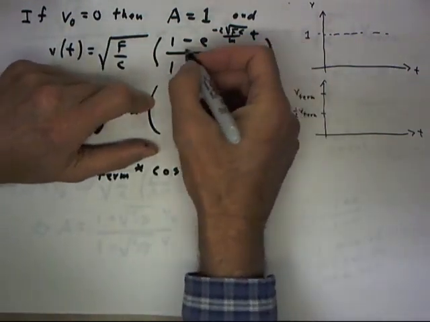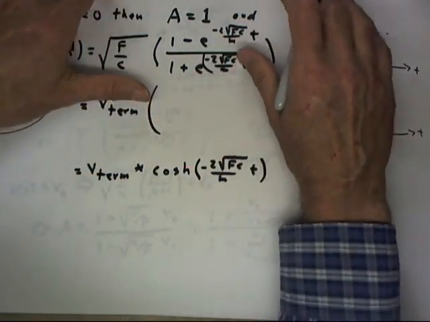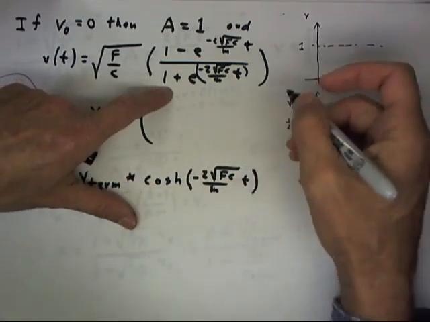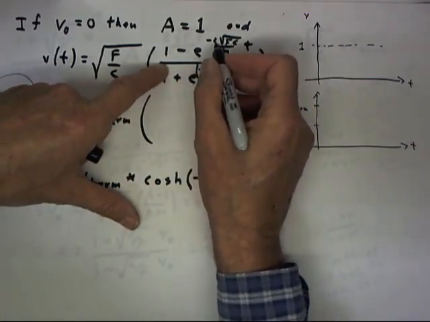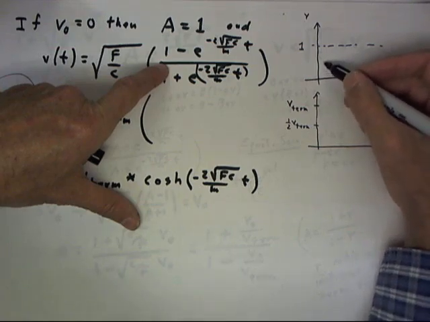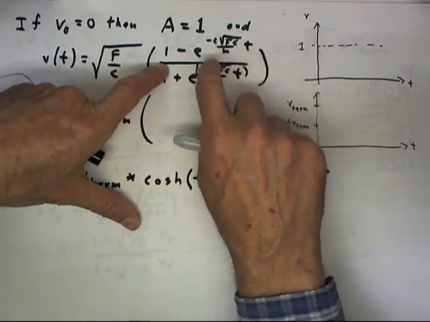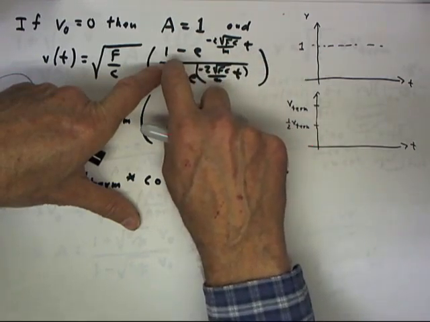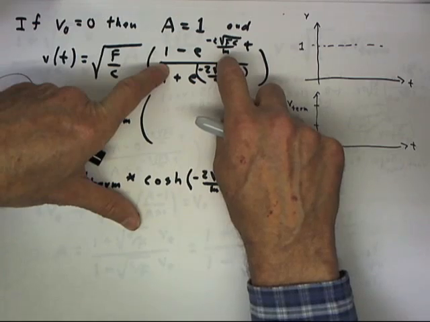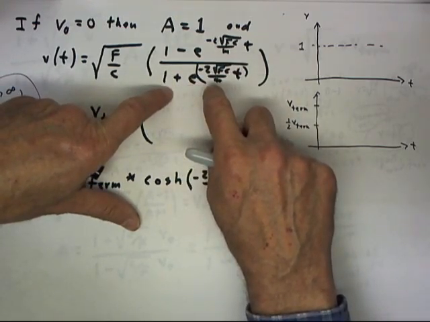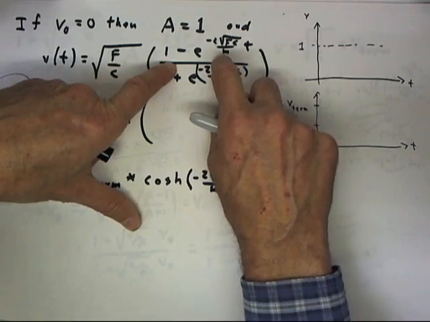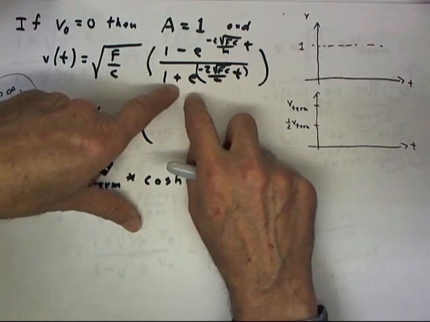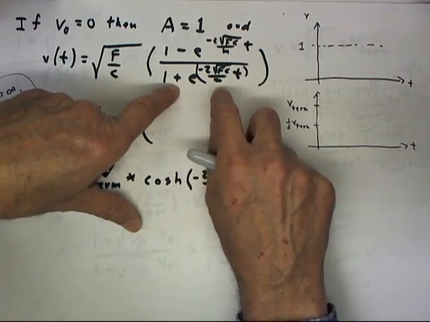Now, I want to look at this expression in a couple of ways. First, 1 minus e to the negative 2 square root of f c, etc., is going to be a function which has value 0 when t equals 0. I'm sorry, the numerator is going to have value 0 when t equals 0. The denominator will have value 2 when t equals 0.